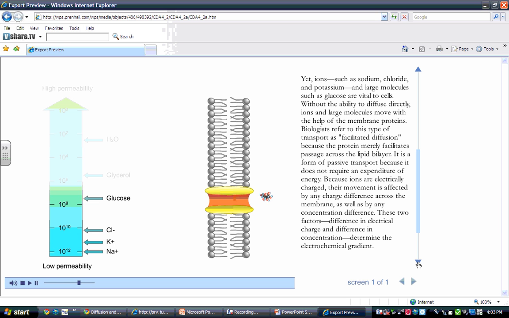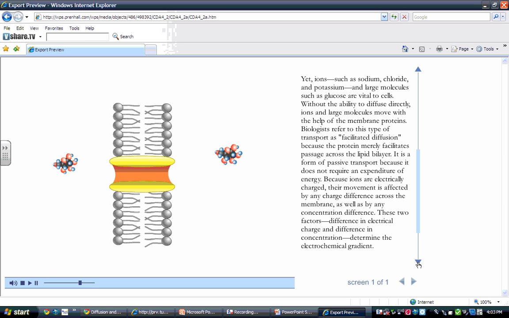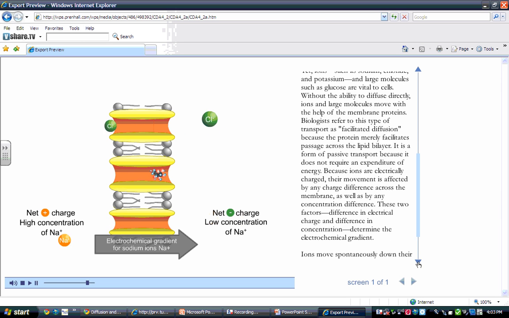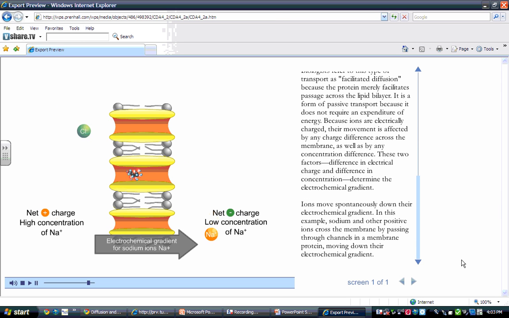Because ions are electrically charged, their movement is affected by any charge difference across the membrane as well as by any concentration difference. These two factors, difference in electrical charge and difference in concentration, determine the electrochemical gradient. Ions move spontaneously down their electrochemical gradient. In this example, sodium and other positive ions cross the membrane by passing through channels in a membrane protein, moving down their electrochemical gradient.